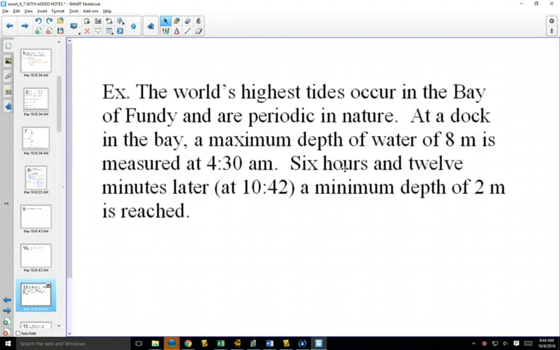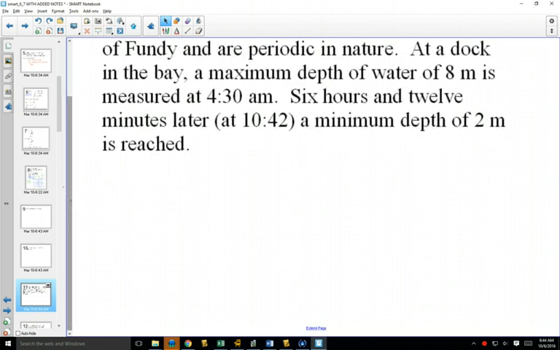World's highest tides are at the Bay of Fundy. So now again, unlike the first one, we don't have much information. We just have enough information to start graphing this. So what we do is we go to our graph and we start putting some information on here.